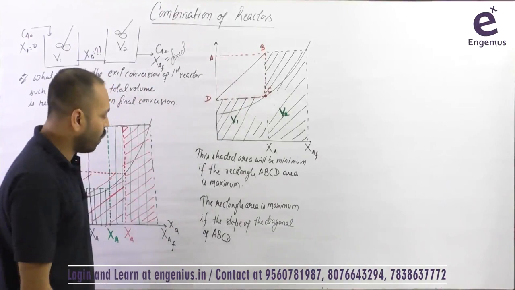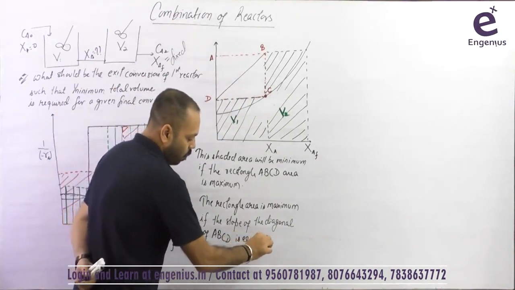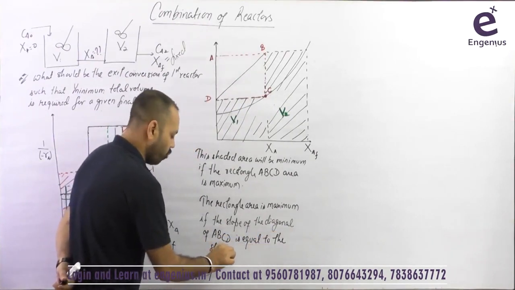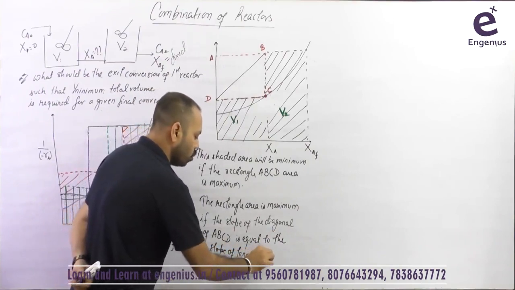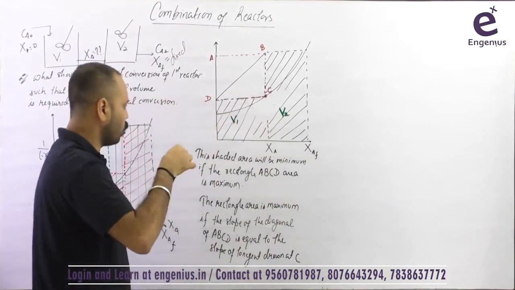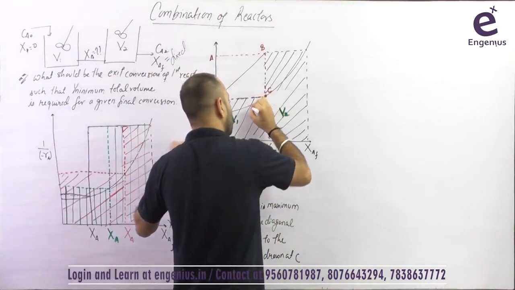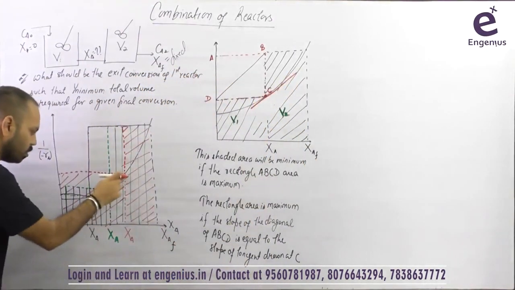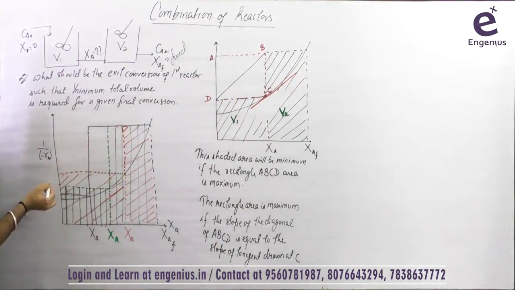If the slope of the diagonal of ABCD is equal to the slope of the tangent drawn at C. So this is the point C. If at C you draw a tangent, that's why you made some space here. Suppose I draw a tangent, of course I don't know where this point is, because this point C can be here, here, here. So what to do? Draw a tangent here and then match this slope.